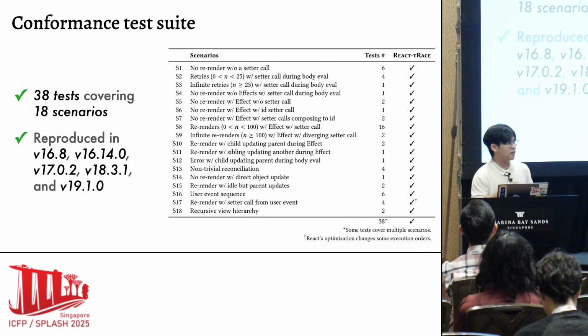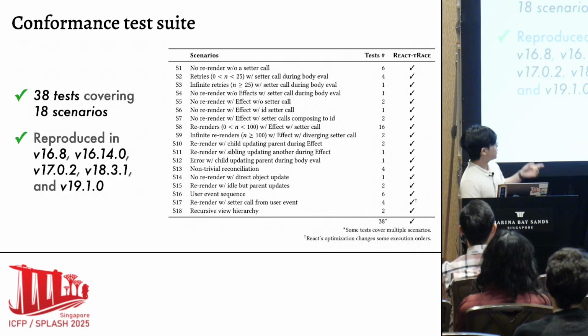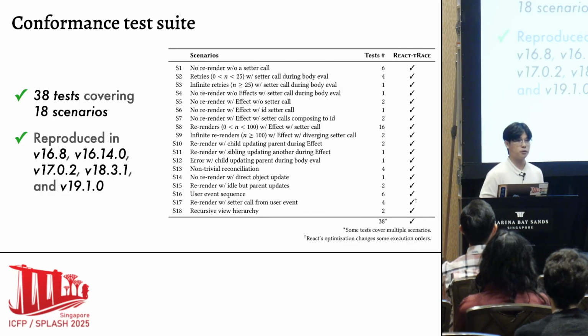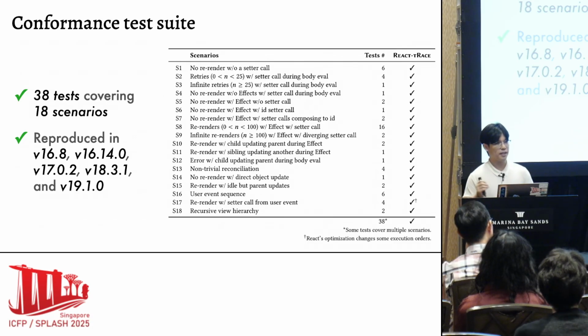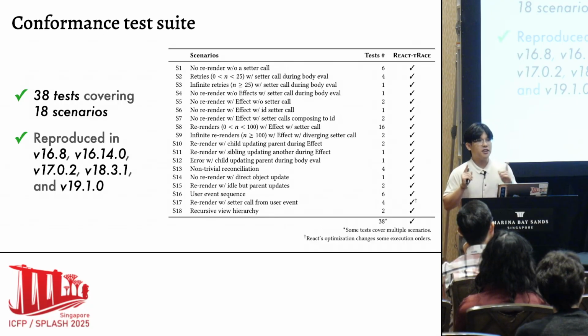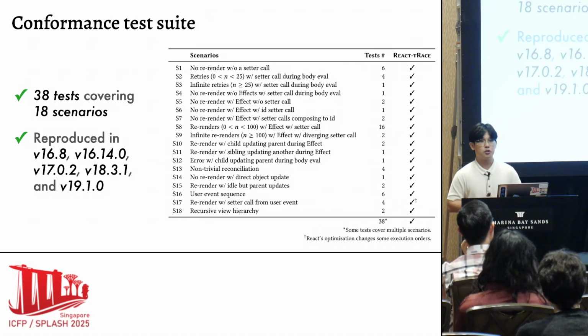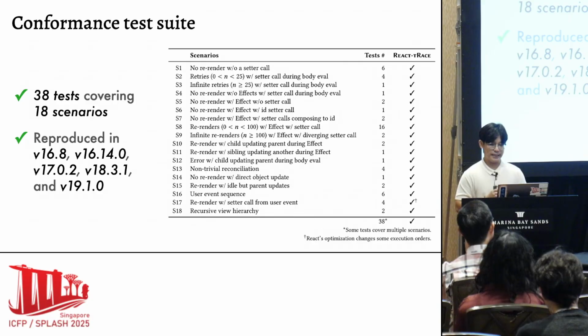We validated it against all major versions, including version 16.8 when hooks were first introduced, all the way through 19.1, which was released earlier this March. And all tests passed except for one minor optimization difference in scenario 17, where the order of the prints slightly differed due to the runtime optimization in React. But this is not a defect in our semantics. We could have included this optimization in our React-Trace, but we deliberately chose not to, to keep the core semantics lean.